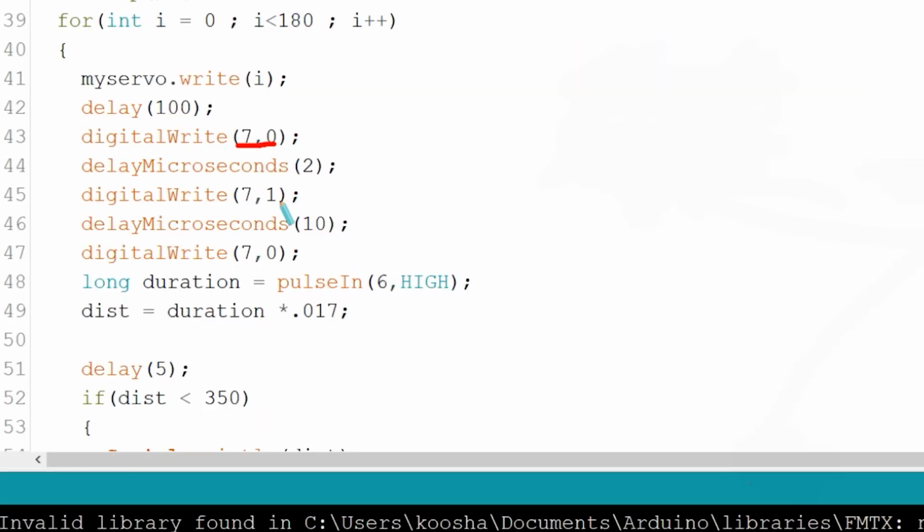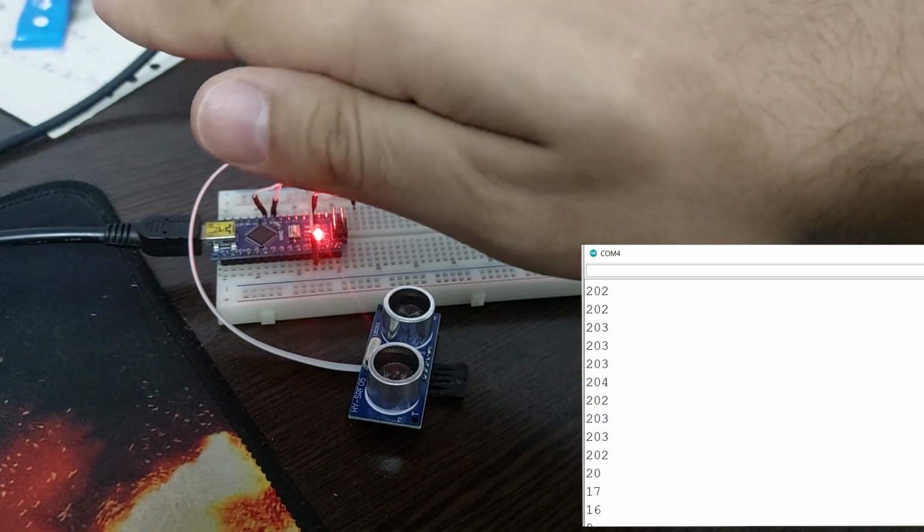In the program, I define that pin number 7 of the Arduino is activated for 10 microseconds. Then I calculate the duration of the echo pin activation with this piece of code and multiply it by this decimal number to read the resulting number in centimeters. Here you can see the result.